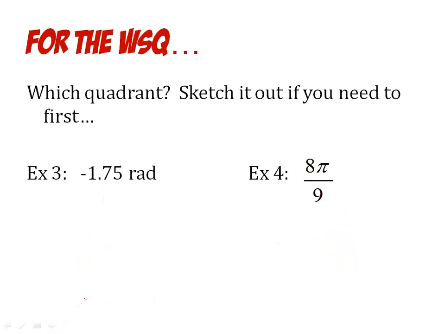All right, for the quiz, I want you just to tell me what quadrant. For number 3, where is negative 1.75 radians? And number 4, where is 8 pi over 9 radians? What quadrant is your answer?